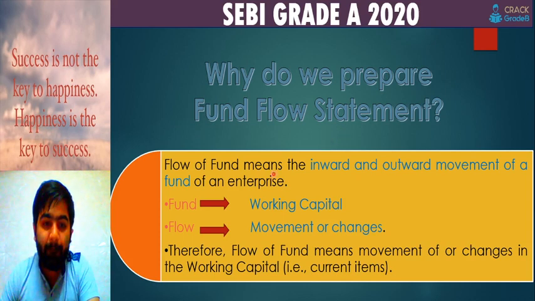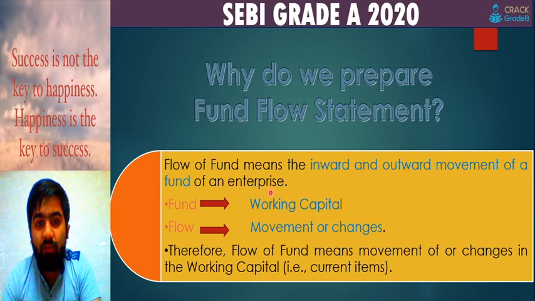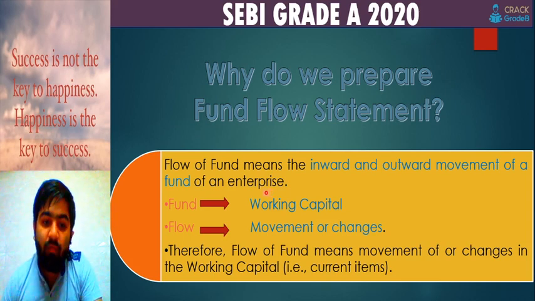As you see on screen, flow of fund means the inward and outward movement of the fund of an enterprise. What is inward movement? If we get funds from outsiders in our business, that is inward movement, and if we give our funds to outsiders, that is outward movement. But what does fund mean here? Fund means working capital, and flow means movement or changes. So basically we have to record changes in the working capital in the fund flow statement.